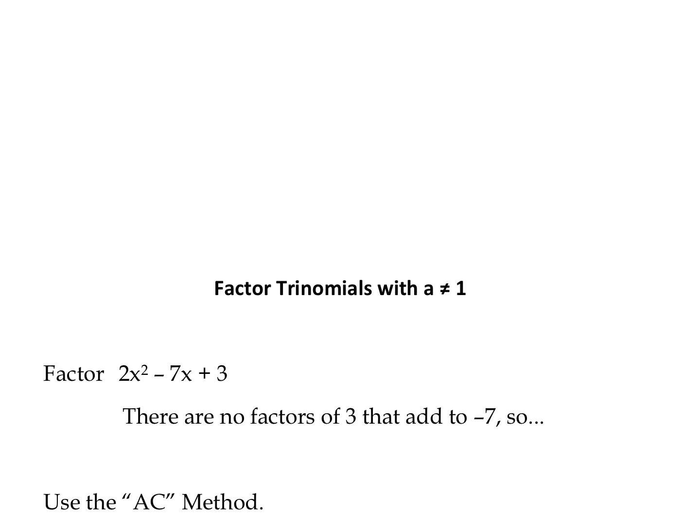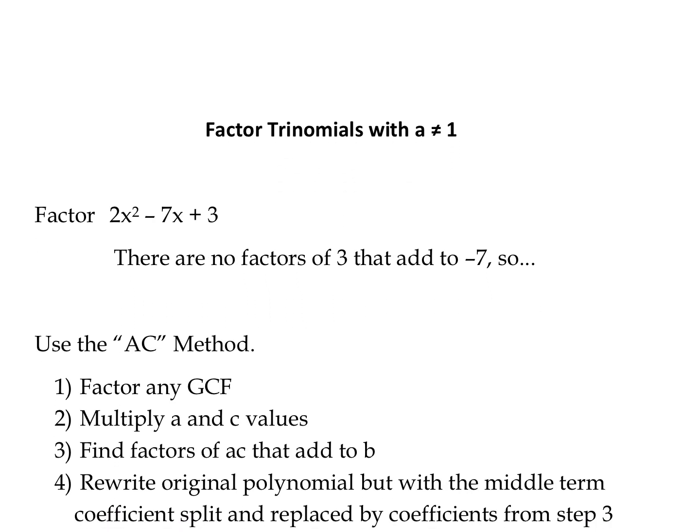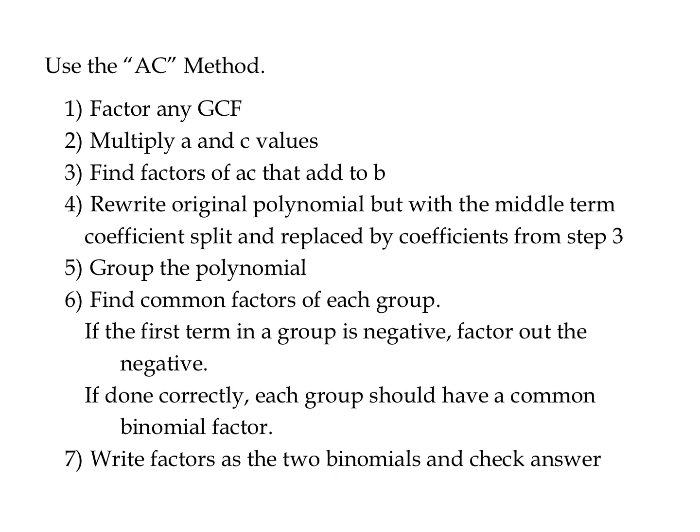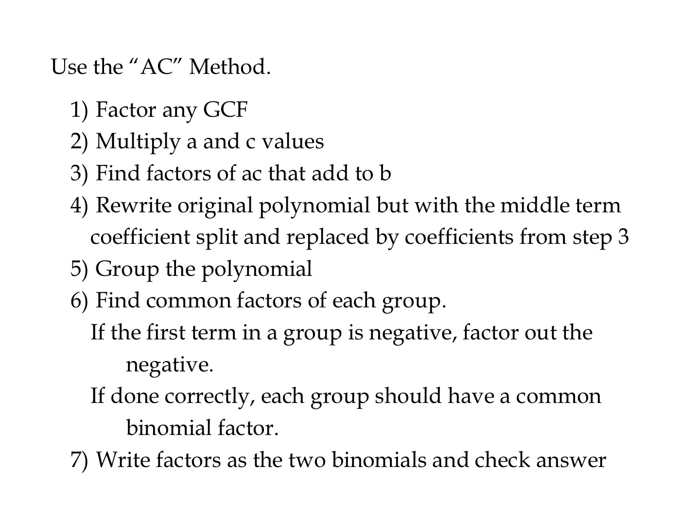And there are various methods that people use for doing this. I like something called the AC method. We're going to run through that, and that's the method I'm going to show here in this video lesson. So the first thing for the AC method is to factor any greatest common factor. Take out any greatest common factor. Okay, and we're going to go through these steps with that actual example. I just want to have them here all in one place before we go through them.